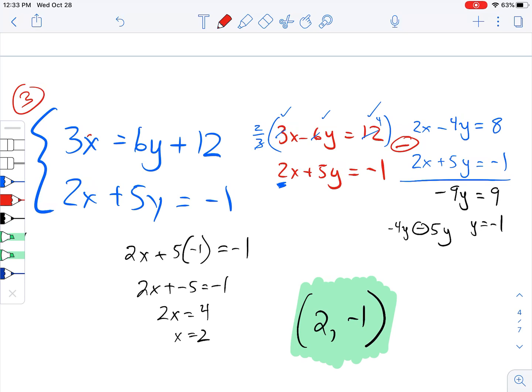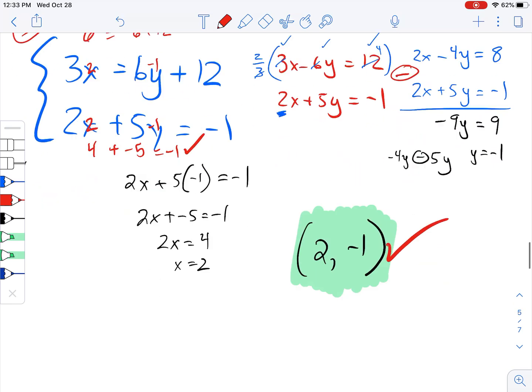So 3 times 2 is 6. Is it 6 times a negative 1? That's negative 6 plus 12. Is that true? Yes. 2 times 2 is 4, plus 5 times a negative 1 is a negative 5. Does that give me a negative 1? Yes. So this is my correct solution.